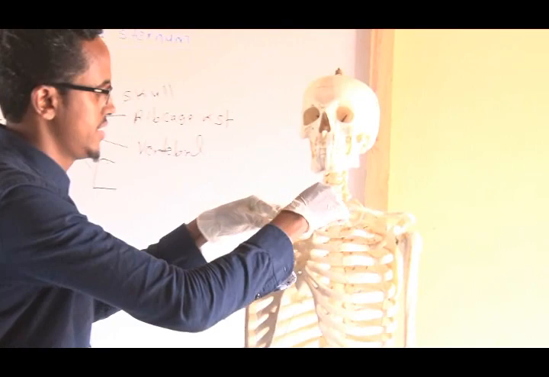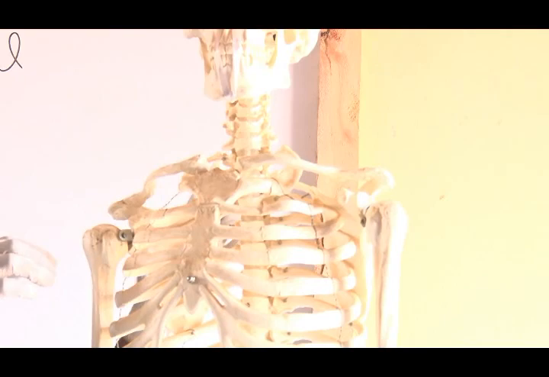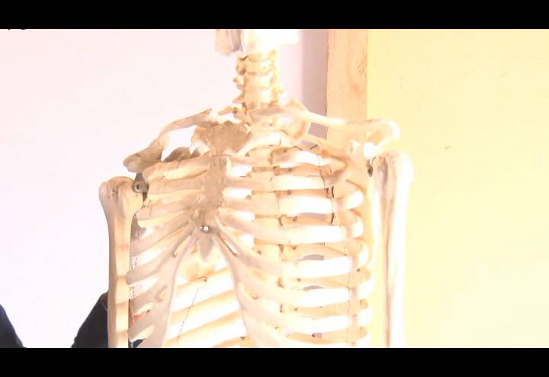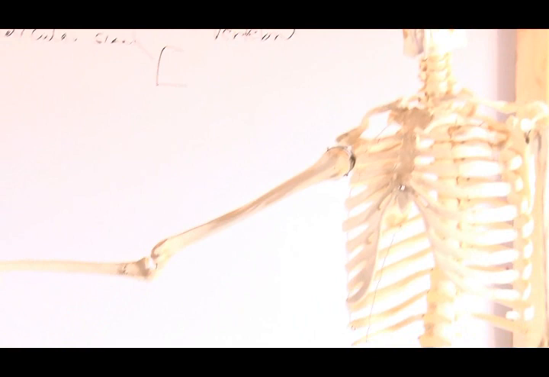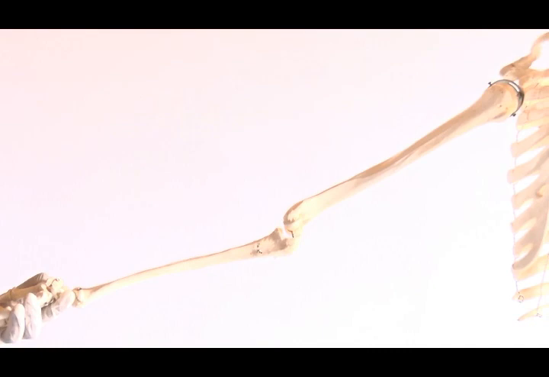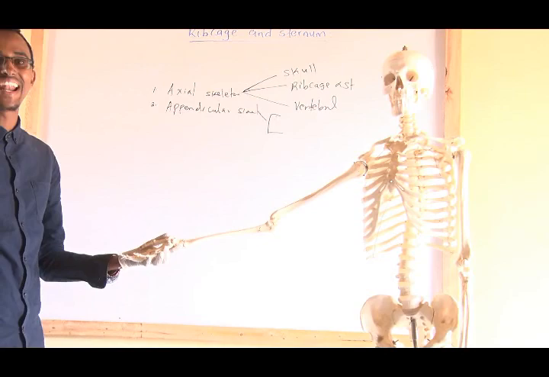And then I also have the shoulder blade. We call it the scapula. This is what I mean by the pectoral girdle. And then the forelimb. In the forelimb, I have this bone here, which we call the humerus. I have two main bones at this region, the ulna and radius. We will come to it and discuss in length.